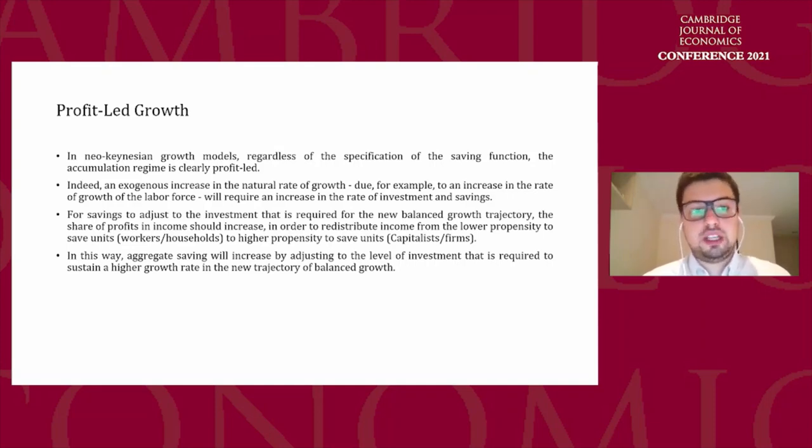So, profit-led growth. In these models, regardless of the specification of the saving function, the accumulation is clearly profit-led. An exogenous increase in the natural rate of growth, for example an increase in the rate of labor productivity, will require an increase in the rate of investment and savings. For savings to adjust to the new balanced growth rate, the share of profits in income should increase as well, in order to redistribute income from the lower propensity to save units, which are households and workers, to higher propensity to save units, for instance capitalists and firms. In this way, aggregate savings will adjust to the level of investment that is required to sustain the higher growth rate in the new trajectory of balanced growth.